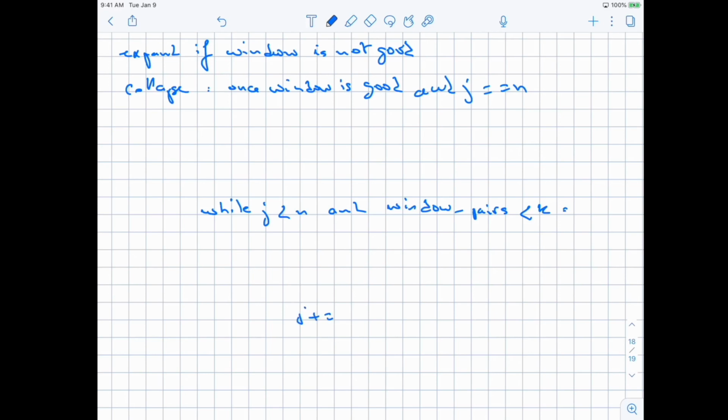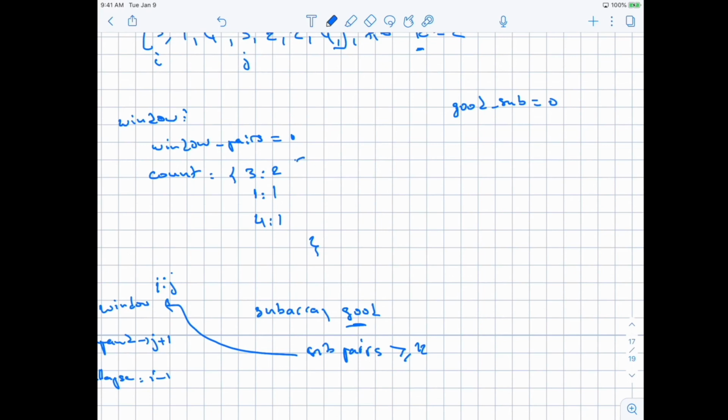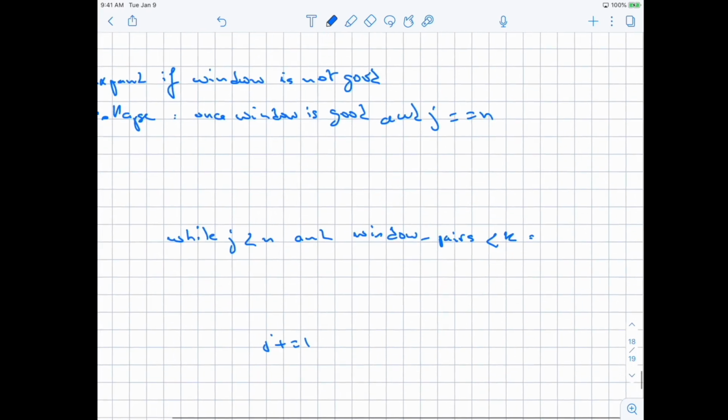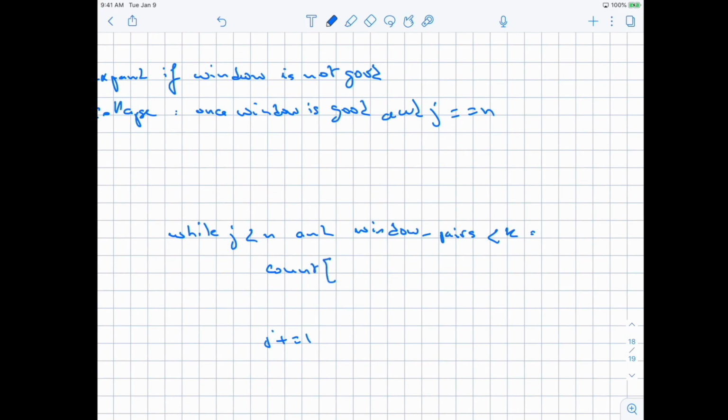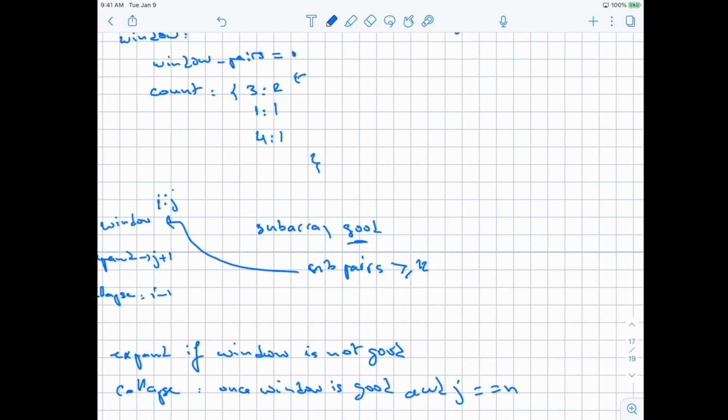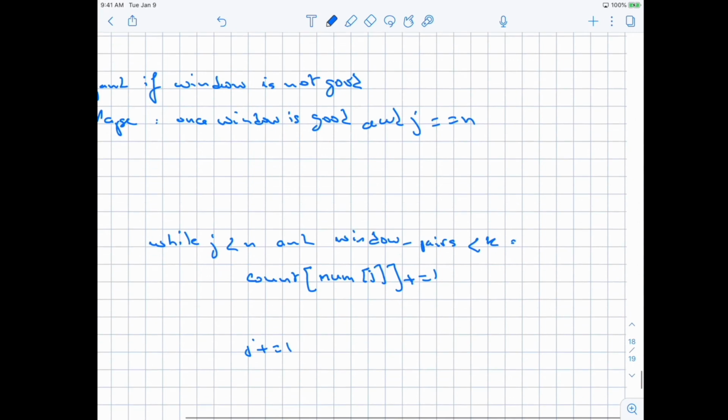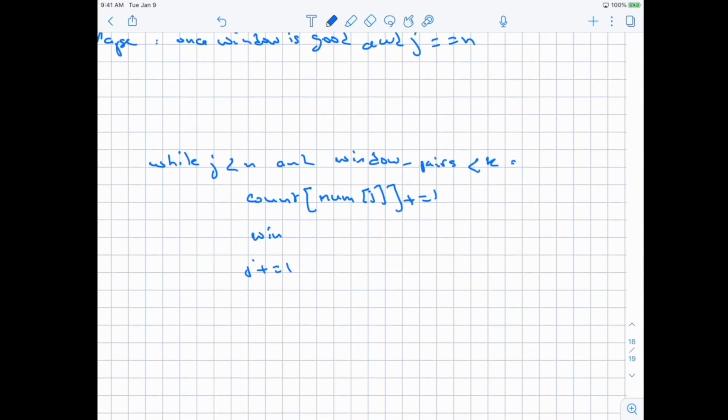So we want to keep advancing J, but remember, each time we encounter a new value, we want to record it in the count, right? So in count, we want to record the number at J. We want to increment it by 1. What else do we want to do? Only if there is a pair, we want to add it to the window pairs. So here, we want to add 1 because we just found a pair. And how do we tell we found a pair? It's just if the count is bigger than 1. So it's the count of the number at J minus 1.